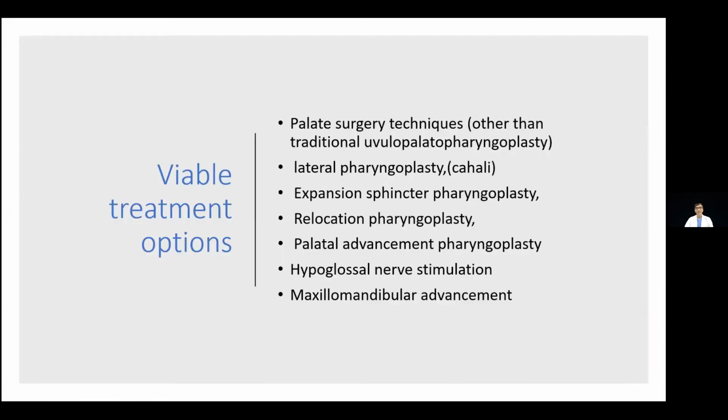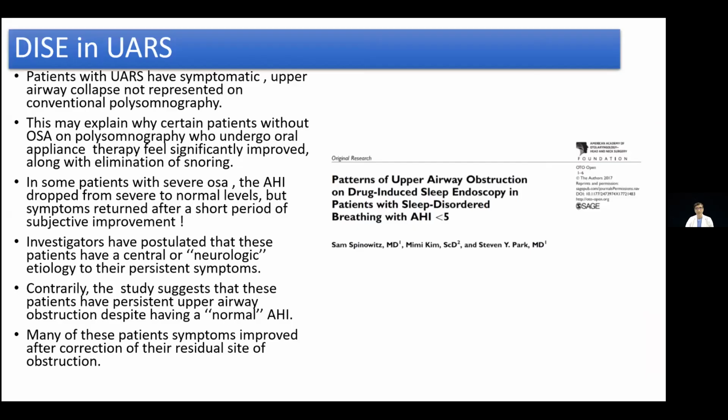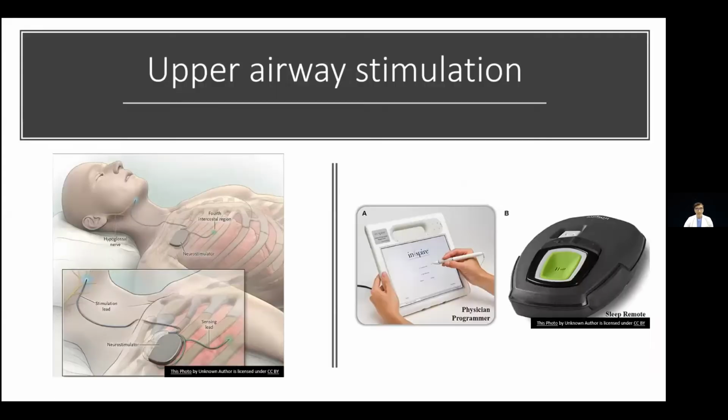So there are certain viable options in a surgeon's armamentarium to deal with these particular structures. A special mention about UARS in DISE. Again, there is a lot of research being done. UARS is something that we see nowadays, so a lot of study needs to be done. For want of time, let me skip this.